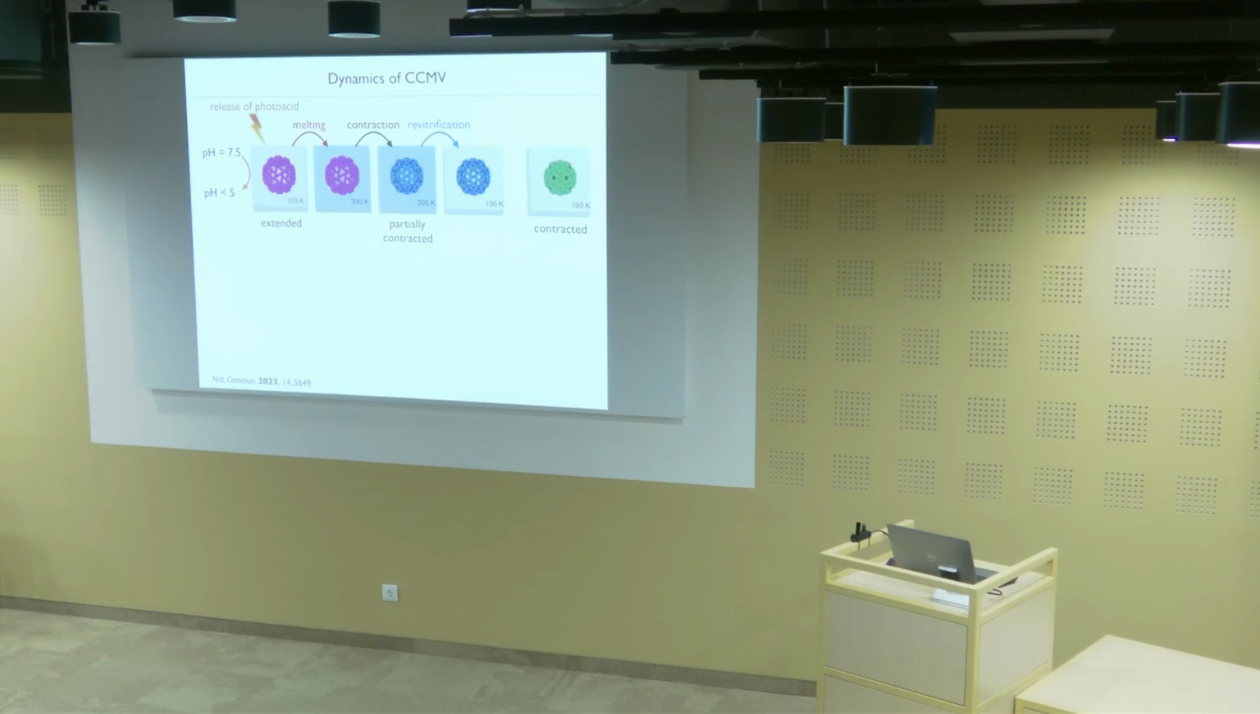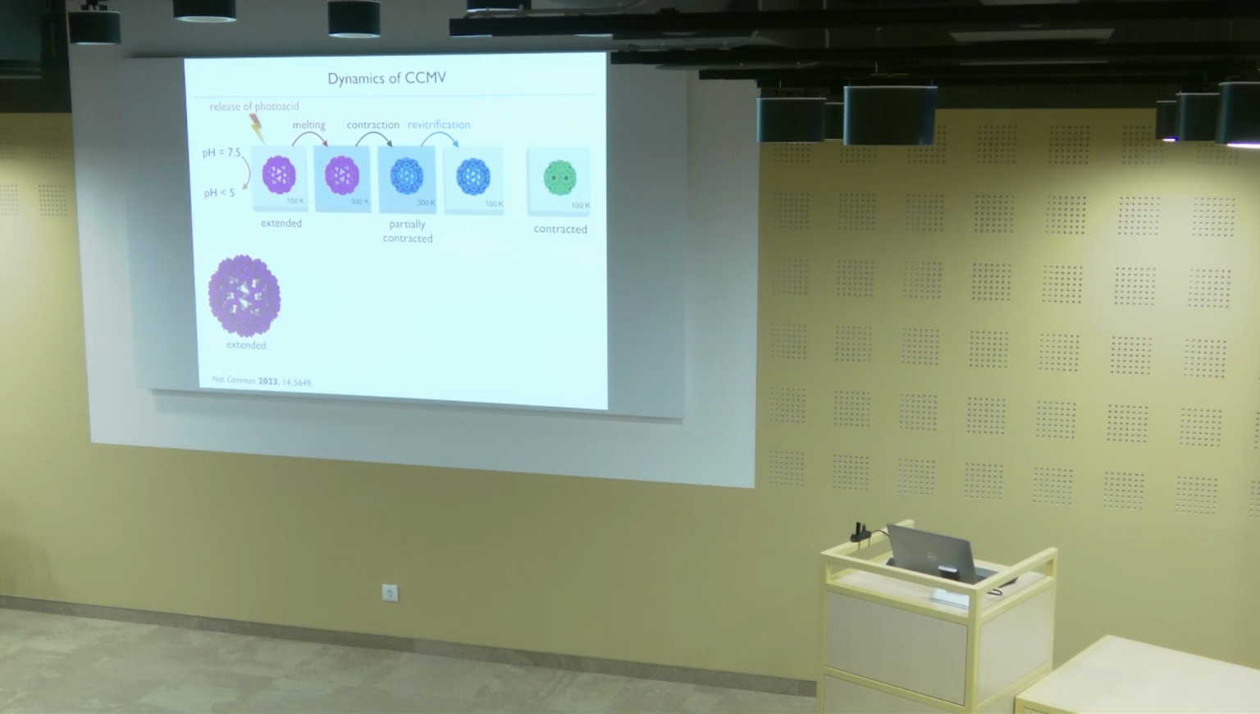So this virus now sits in this vitreous ice. It experiences a pH that has dropped below 5. At this low pH, it really wants to go to this contracted state, right? However, because it's sitting in this matrix of vitreous ice, it cannot react to this pH jump. The pH jump, even though we've irradiated for a very long time to get this large pH jump, will only become active once we melt the sample, right?